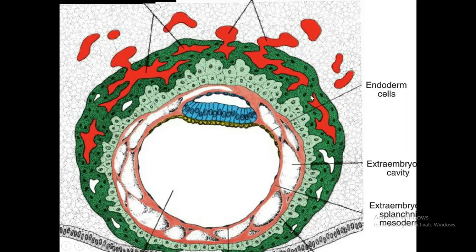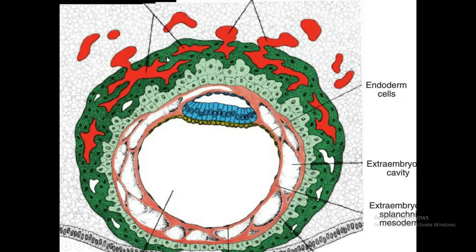Now come to the establishment of the uteroplacental circulation. Here we see the syncytial cells erode the maternal blood vessels. So the maternal blood enters the syncytial lacunae, and maternal blood fills up the lacunae. In this way, the uteroplacental circulation is established.